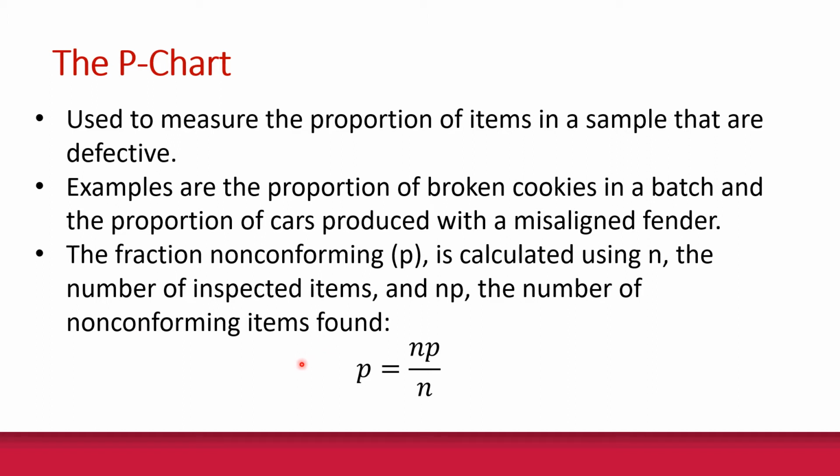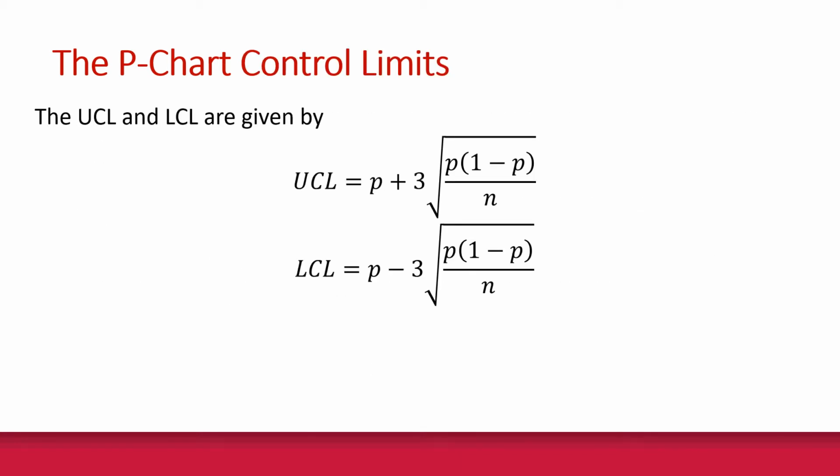So again, going back to our egg carton, if we open up our egg cartons and we find 2 of them that are broken, well, NP here is 2, and N in our sample is going to be 12. That's the number of items we actually inspected. NP is the number we found broken. So P is going to be a fraction, maybe 1/6 in the case of the carton of eggs. The P chart control limits are calculated. Once we calculate what P is, we can simply calculate the upper control limit and the lower control limit using the following formulas.